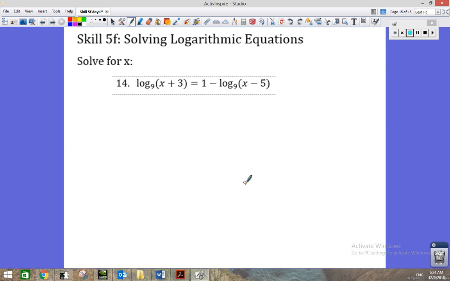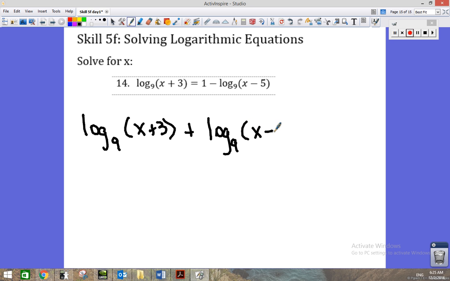All right, so let's take a look at this. I've got two logarithms. They have a base of 9. Let's collect the logarithms on one side of the equation and the constants on the other. So if I add this log base 9 of x minus 5 to each side, on the right-hand side it'll cancel when I add that amount, and I just get 1.